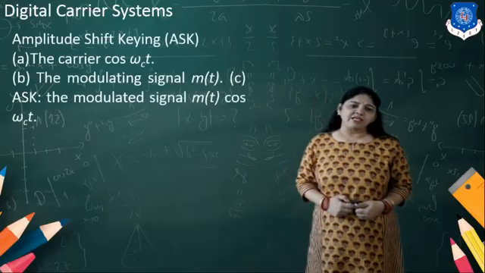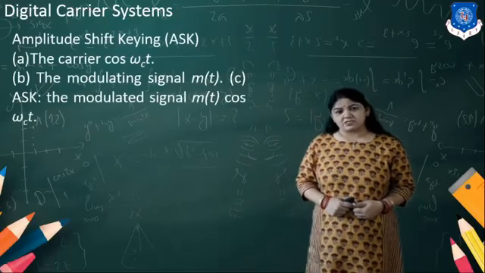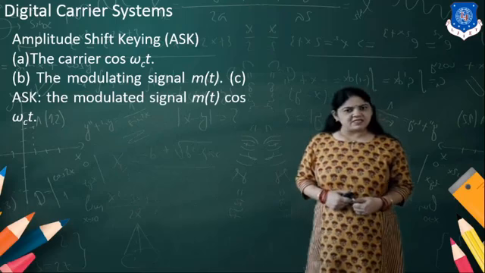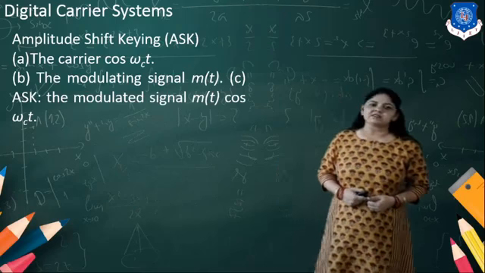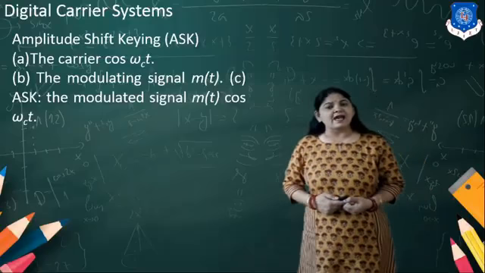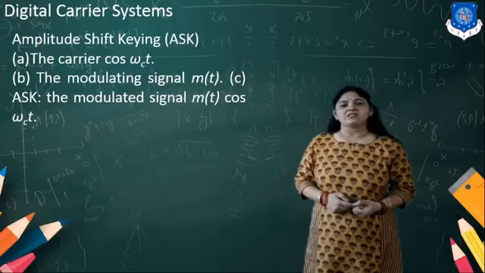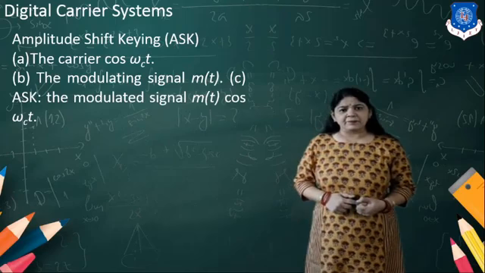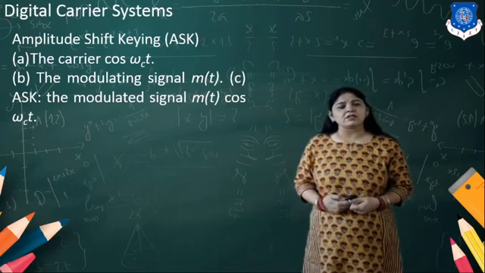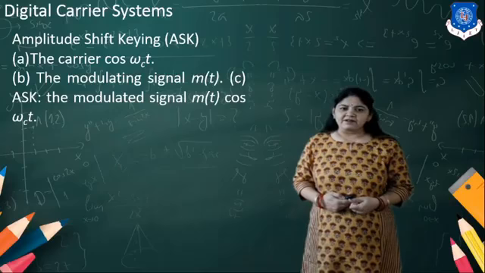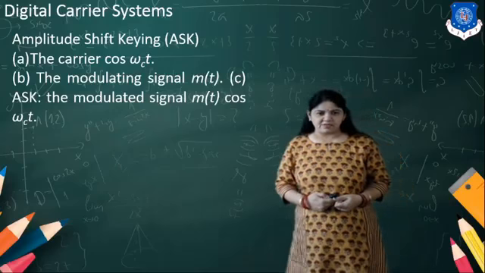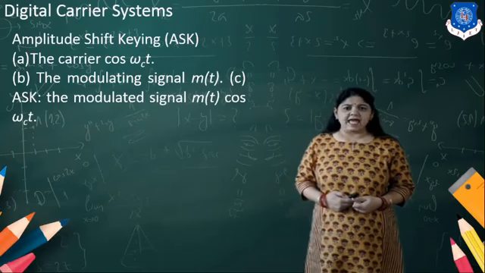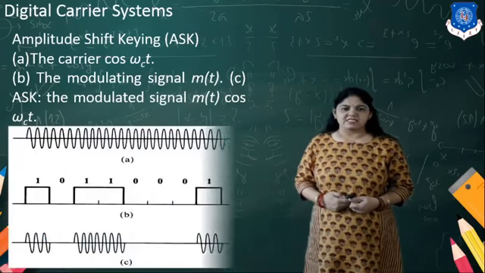Normally there are three types of digital carrier system: ASK, PSK and FSK. The basic categories of the digital carrier system are two: one is amplitude modulation and the other is angle modulation. What is ASK? Suppose we have the carrier signal cos omega_c t and the modulating signal m(t). Then the ASK signal is m(t) times cos omega_c t.